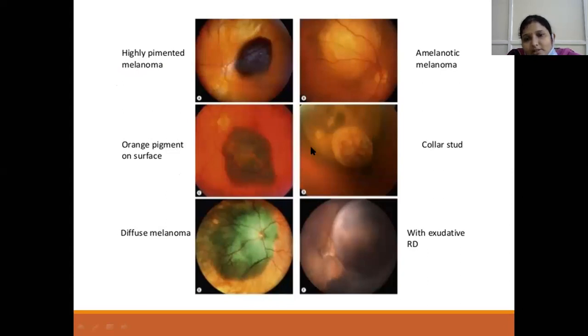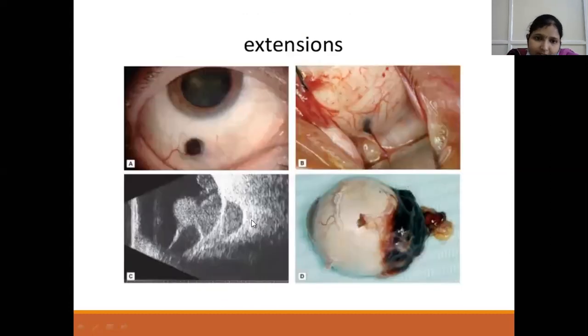This is a collar stud abscess. That is, as I already mentioned, it is a circumscribed pedunculated tumor. First, it originates as a diffuse gray area and later it erupts through the Bruch's membrane as a collar stud abscess. This is also a picture of diffuse melanoma, and here you can see exudative retinal detachment anterior to the tumor. And this is a picture of extraocular spread.